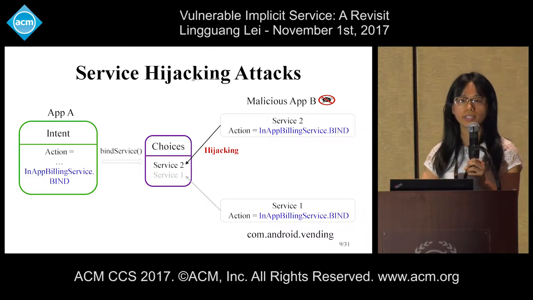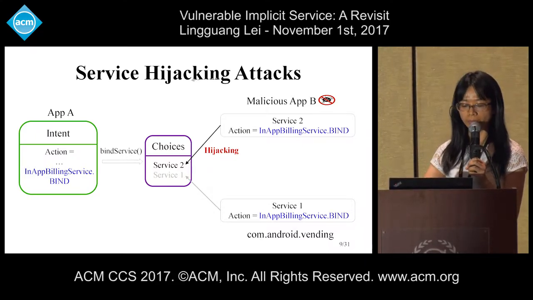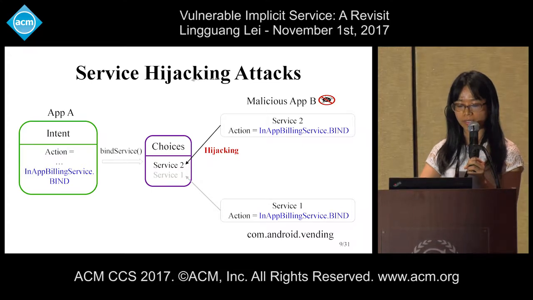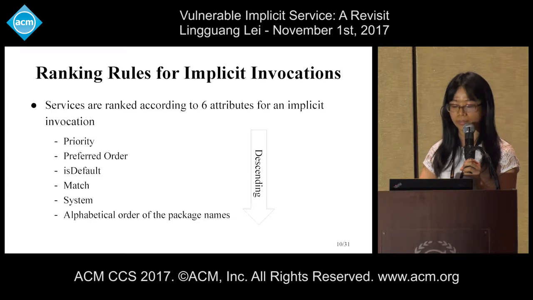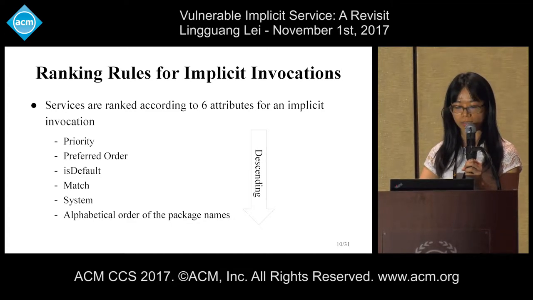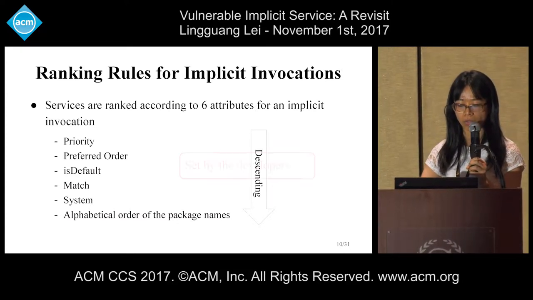And it is very easy for a malicious application to hijack a service invocation, because when there are several services corresponding to an implicit intent, the services are ranked according to the following six attributes. And these attributes are ranked in a priority descending order, which means the first attribute has the highest priority, while the package name has the lowest priority.